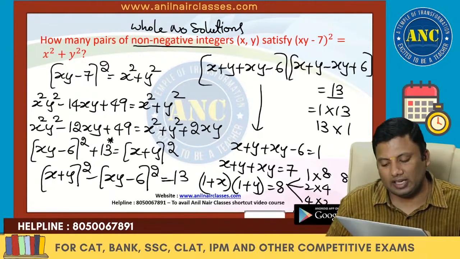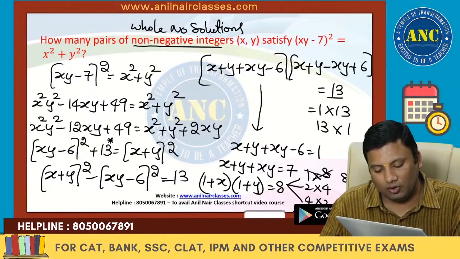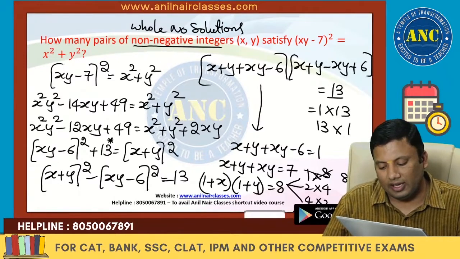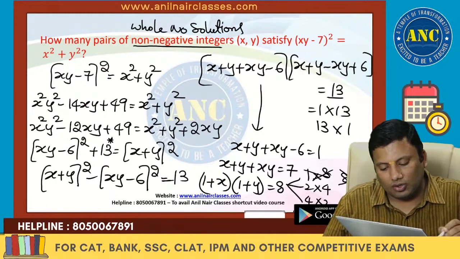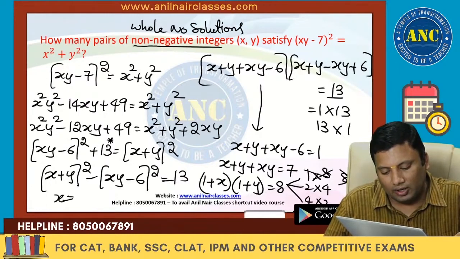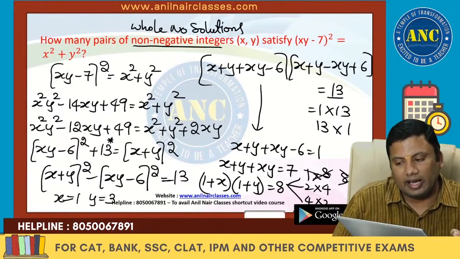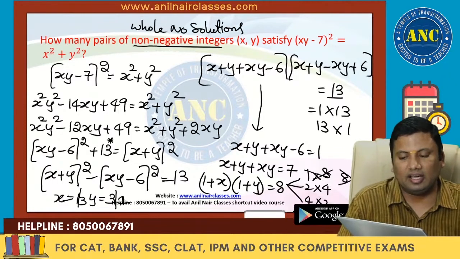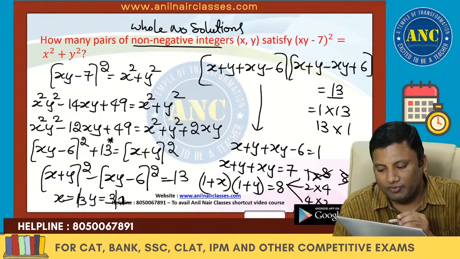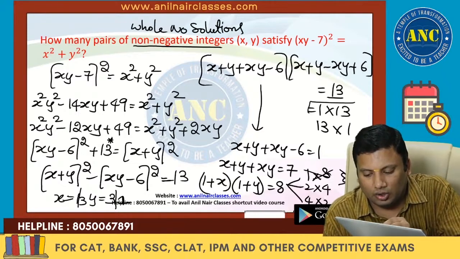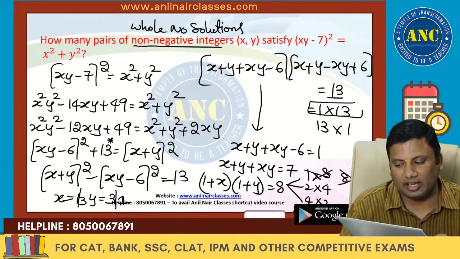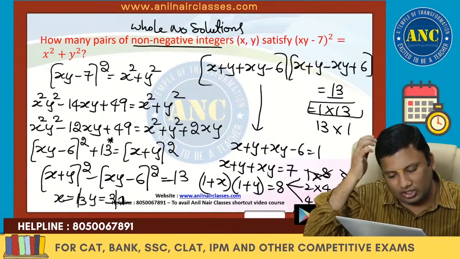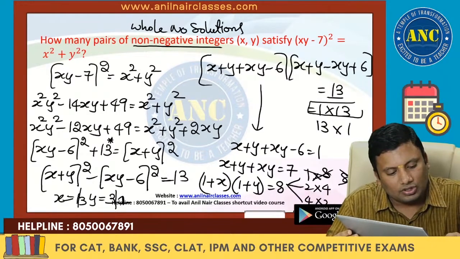1 plus x is 1, so x value is 0. 1 plus y is 8, so y value is 7. Next, 1 plus x is 2, x value will be 1. 1 plus y is 4, y value will be 3. So x is 1, y is 3. Next case, x is 3, y is 1. x is 1, y is 3; x is 3, y is 1. This I got for the case 1 into 13. Just check it out.